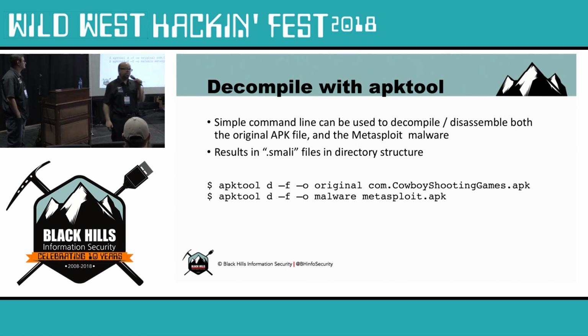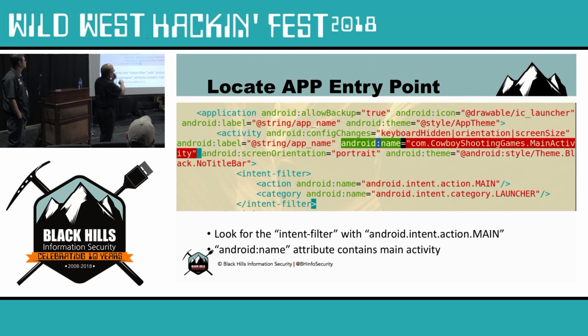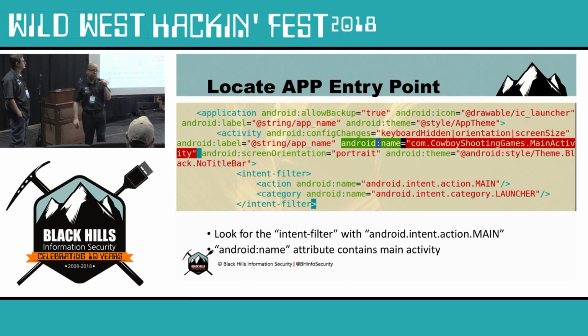So this is an example of me decompiling the Metasploit and the cowboy shooting game I'm going to show you in just a minute. Locating the app entry point is a little more difficult. You have to go into the manifest. And inside the manifest, you have to locate where this intent filter is that says android.intent.action.MAIN. And then the Android activity name associated with this is going to be your entry point into the application.